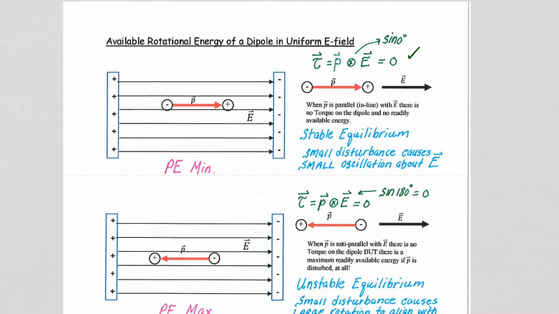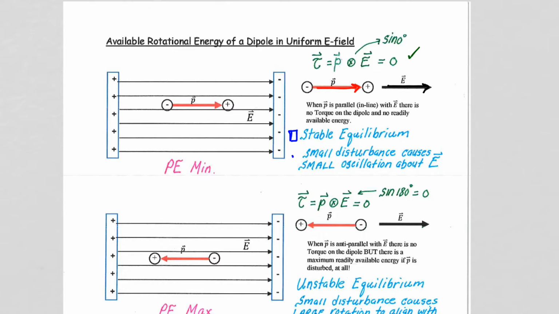Now, when the dipole sits in the position shown in our first diagram up top here, the dipole moment vector P is already aligned with the electric field. So when we do P cross E, we get no torque. Not only do we get no torque, this is important, so make sure you get all of this in your notes: we are in stable equilibrium.